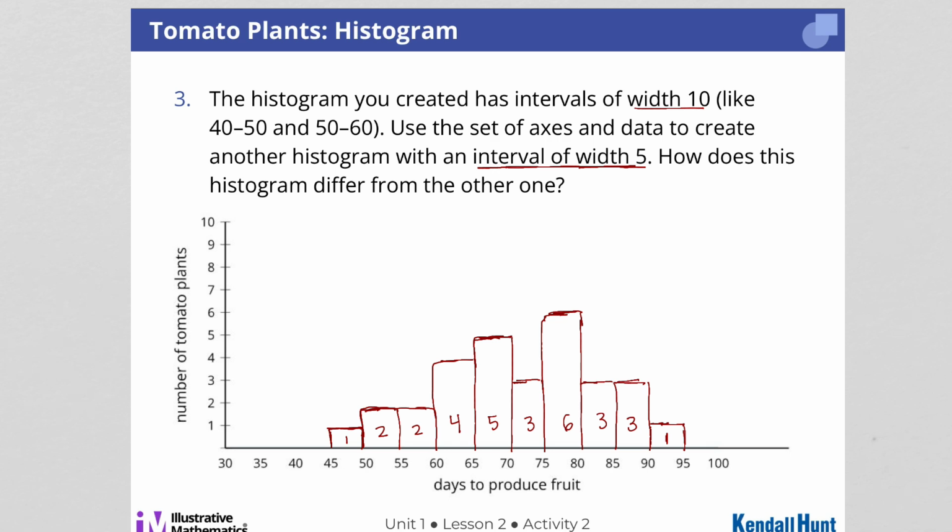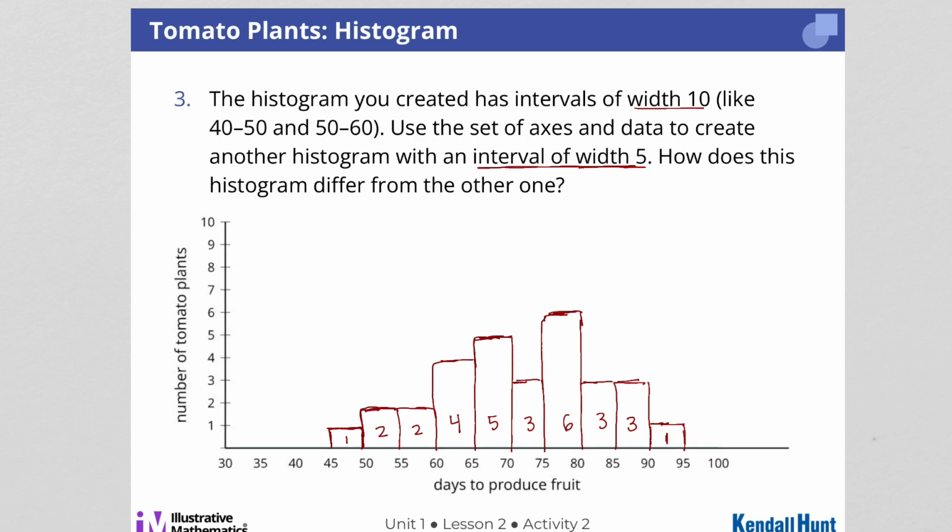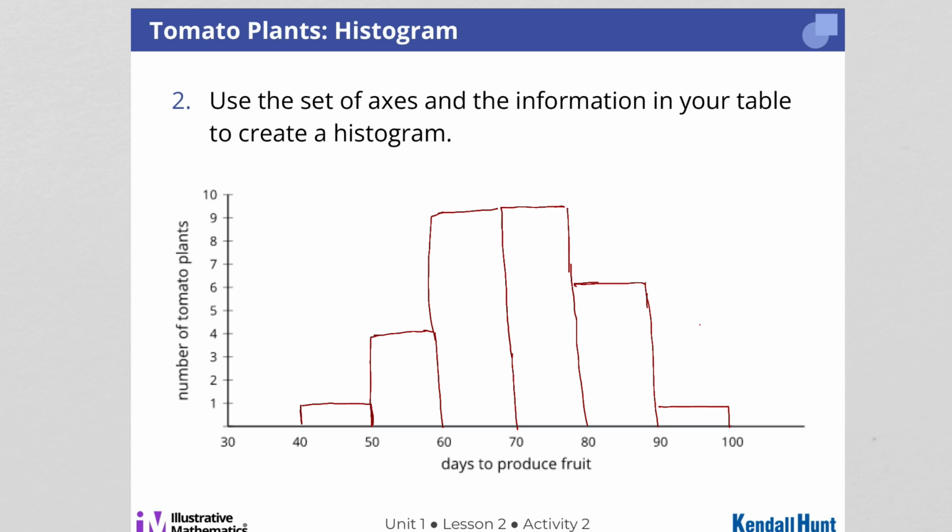Now, when creating the histogram, we can encounter problems if our intervals are too large or too small. If they're too small, we're basically going to end up with a dot plot. But if they're too large, we might not be able to see the shape of the distribution.